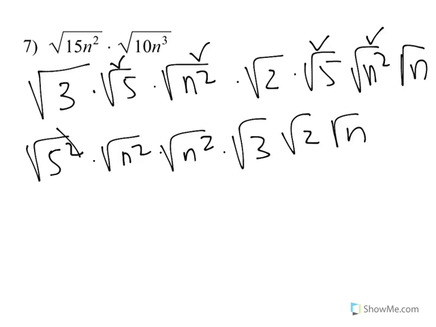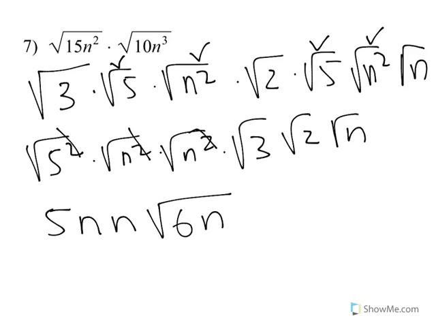Right, so this canceling out would give me 5. This gives me an n. This gives me another n. And there's nothing for me to reduce here, so I'm going to combine them. So 3 times 2 is 6, n is just n. And over here we have n times n, so it would be 5n squared radical 6n. Okay.